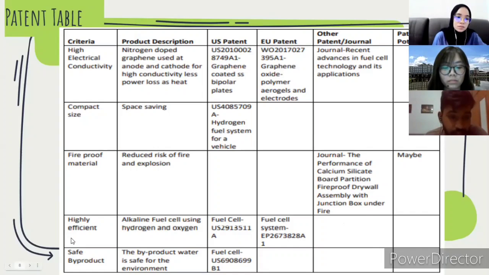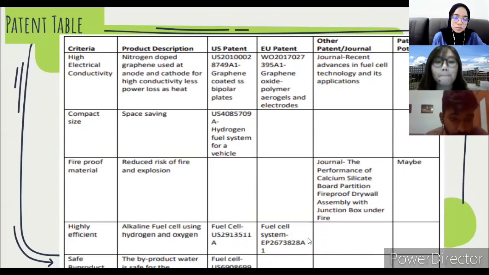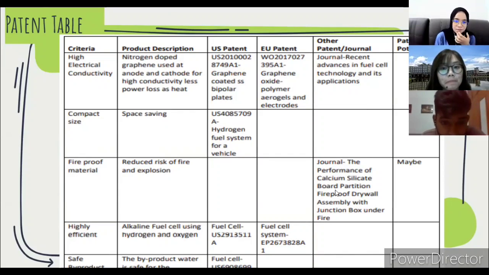The next criteria is highly efficient. So the product description is calcined fuel cell using hydrogen and oxygen. A similar US patent was found and a European patent was also found. The final criteria is safe byproduct. The product description is the byproduct of water is safe, and there was a similar US patent found.